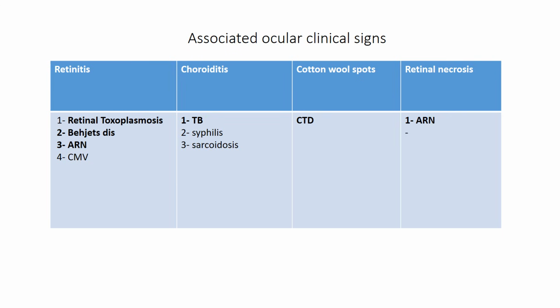For example, the coexistence of retinal vasculitis with retinitis is seen in retinal toxoplasmosis, Behçet disease, and acute retinal necrosis, whereas retinal vasculitis associated with choroiditis is frequently observed in TB uveitis, syphilis, and sarcoidosis. In connective tissue disorders, cotton wool spots are a common finding with retinal vasculitis, while the presence of retinal necrosis is highly suggestive of acute retinal necrosis or cytomegaloviral retinitis.